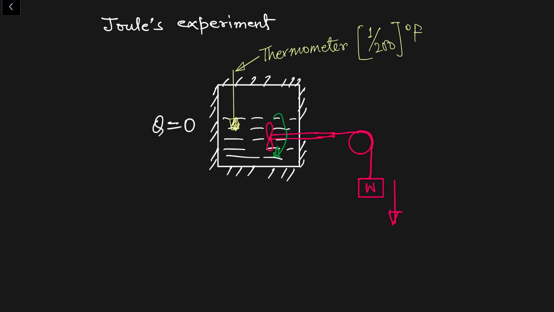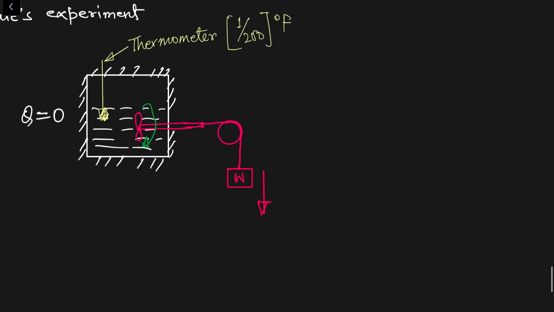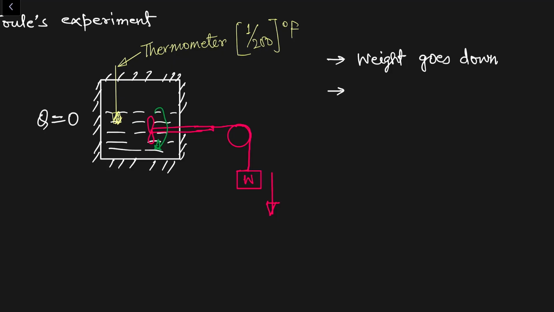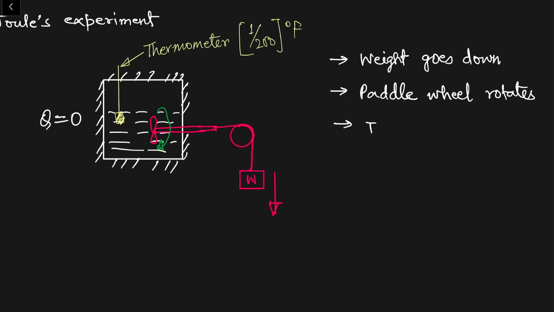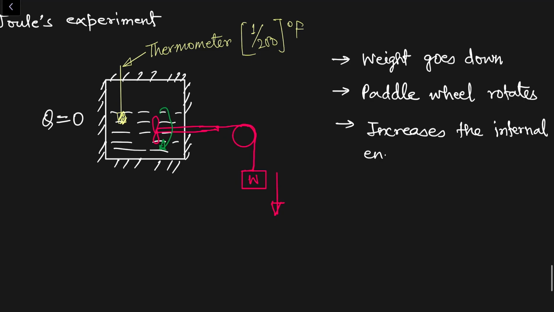And by this, what he observed was that when the weight goes down, and because of this the paddle wheel rotates, which in turn increases the internal energy of water, which is reflected as a temperature rise.